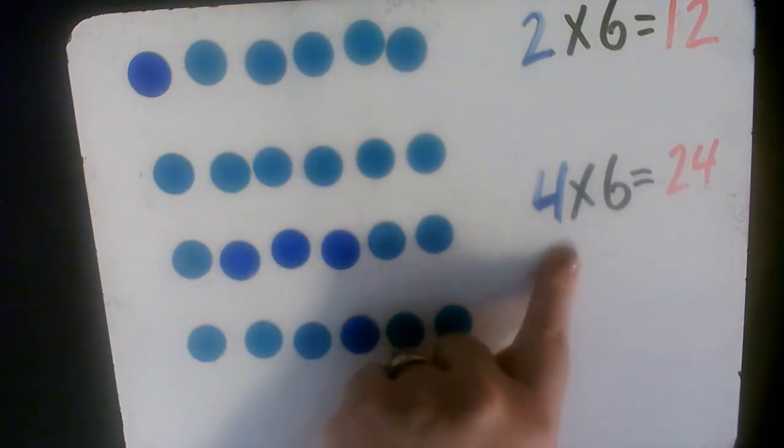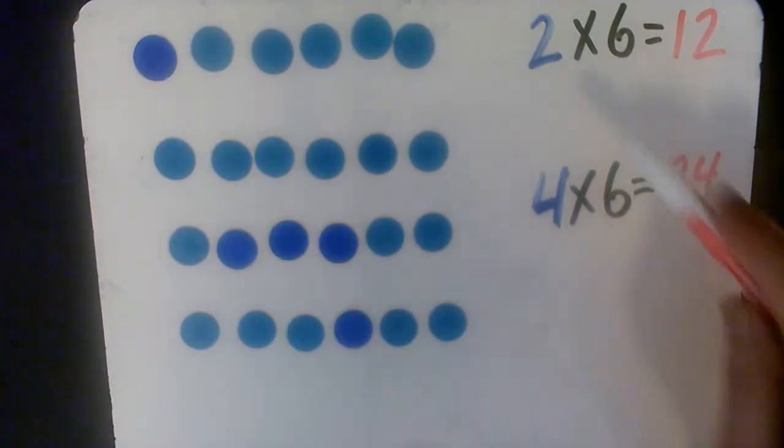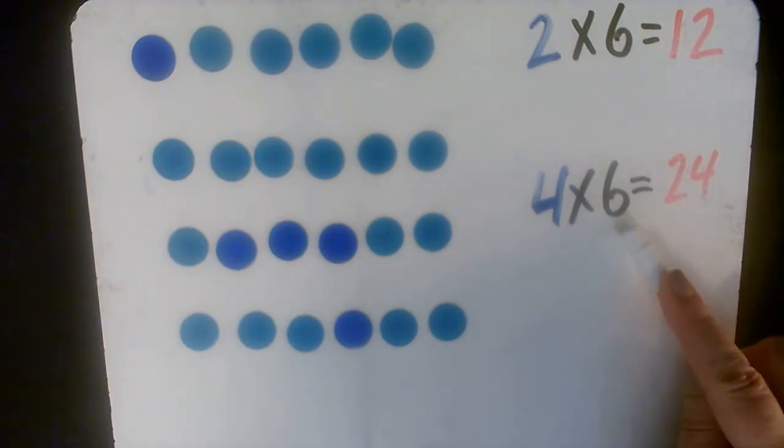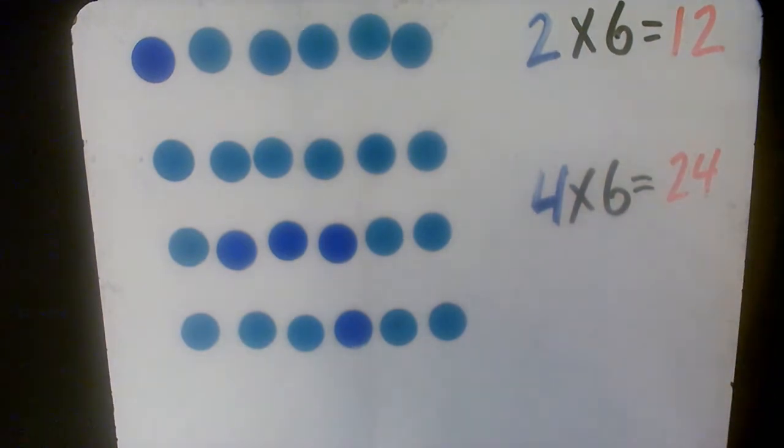So let's take a look again at our double-double. 4 groups of 6. We think of 6 plus 6, 12. And then we take that 12 and we double that. 12 plus 12 is 24.